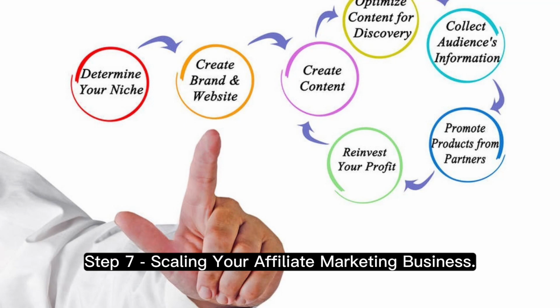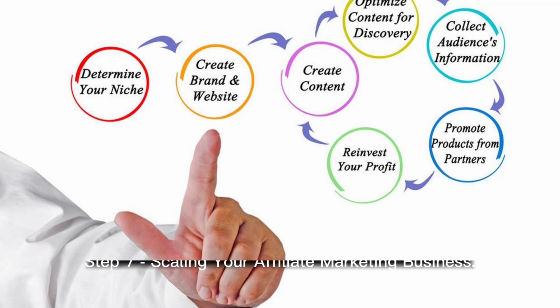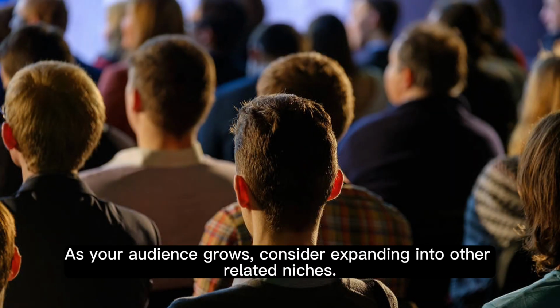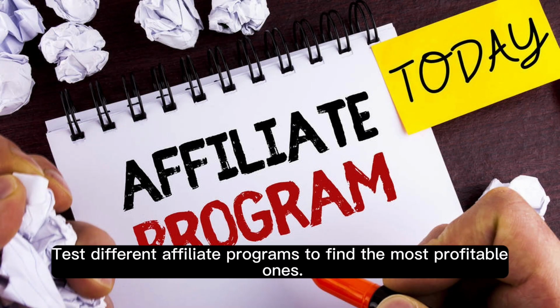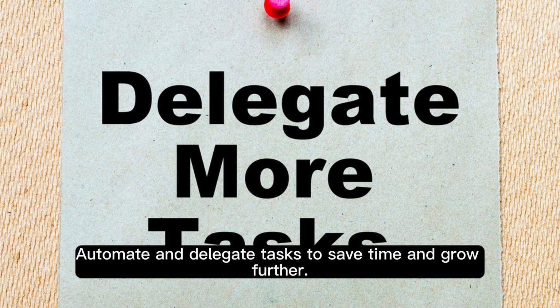Step 7. Scaling your affiliate marketing business. As your audience grows, consider expanding into other related niches. Test different affiliate programs to find the most profitable ones. Automate and delegate tasks to save time and grow further.